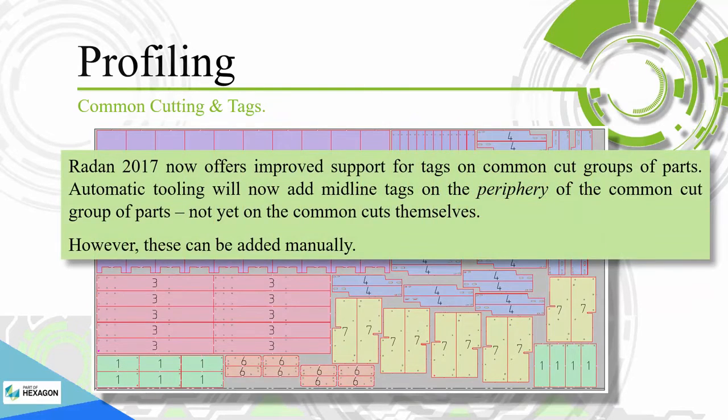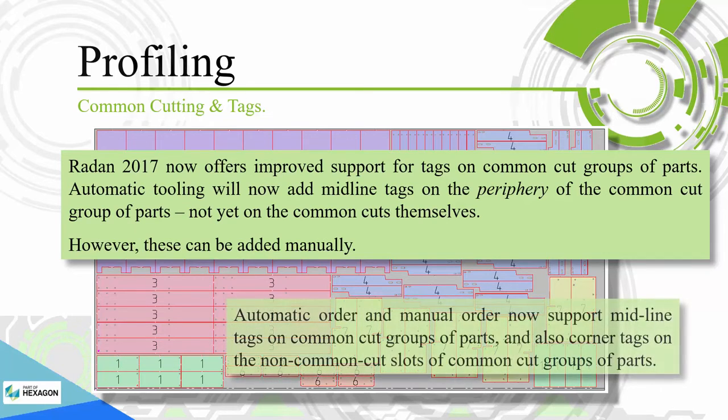Radan 2017 now offers improved support for tags on common cut groups of parts. Automatic tooling will now add midline tags on the periphery of a common cut group of parts. It doesn't actually do it on the common cuts themselves. This, however, can be added manually. Automatic order and manual order now support midline tags on common cut groups of parts, and also corner tags on non-common cut slots of common cut groups of parts.